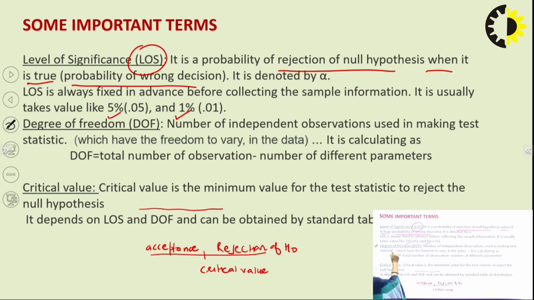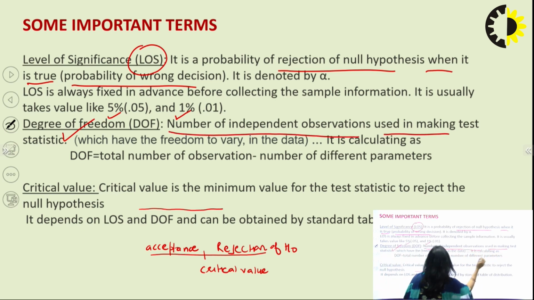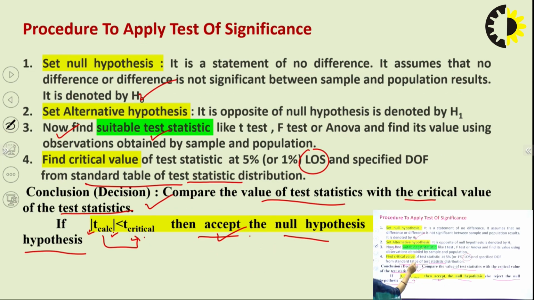Next term is degree of freedom. Now we will talk about the degree of freedom. Critical value depends on two things, level of significance, and the next thing is degree of freedom. So what is degree of freedom? Degree of freedom is the number of independent observations used in making a test statistic. Here I will tell you a formula for a particular test. That formula I am calling the test statistic.